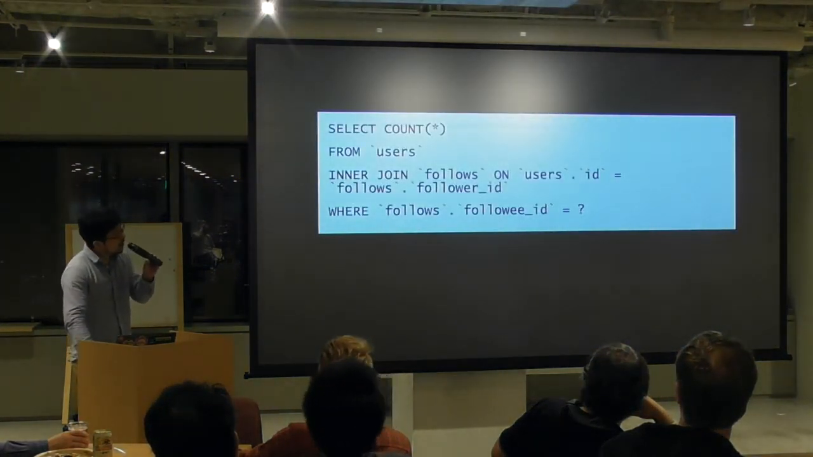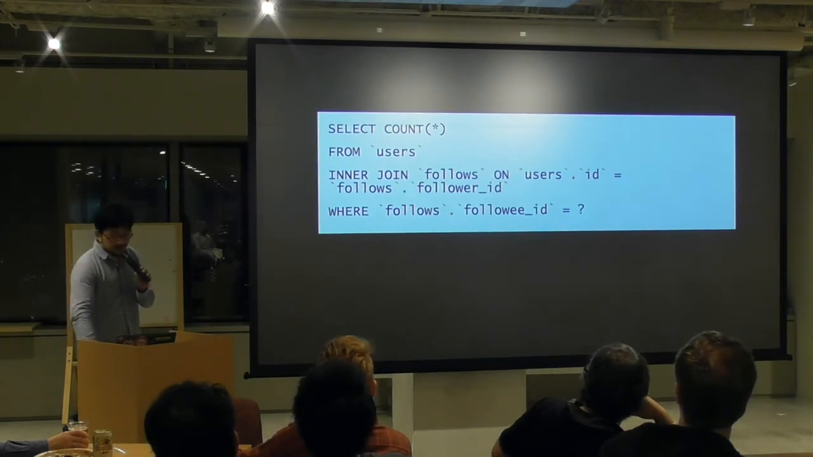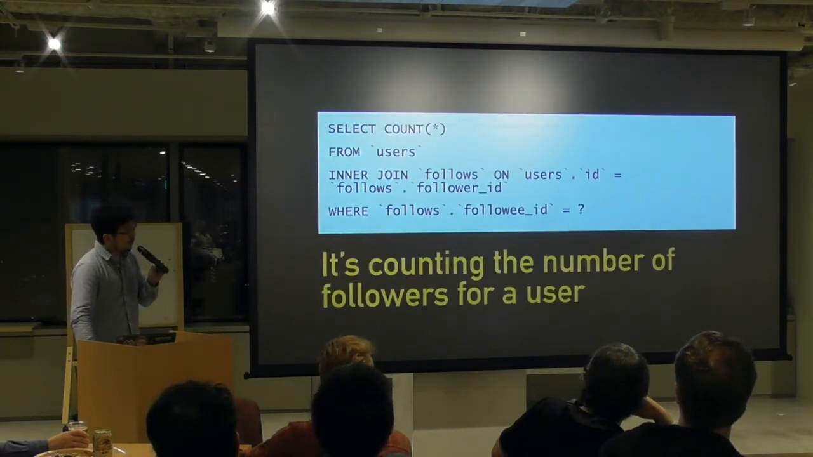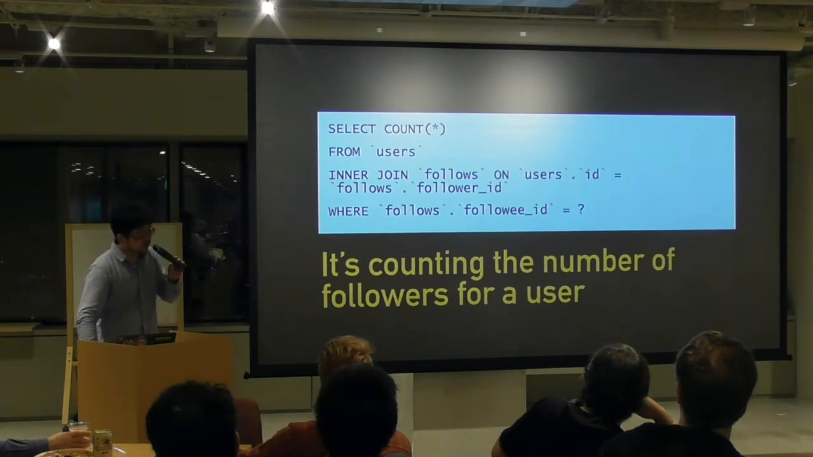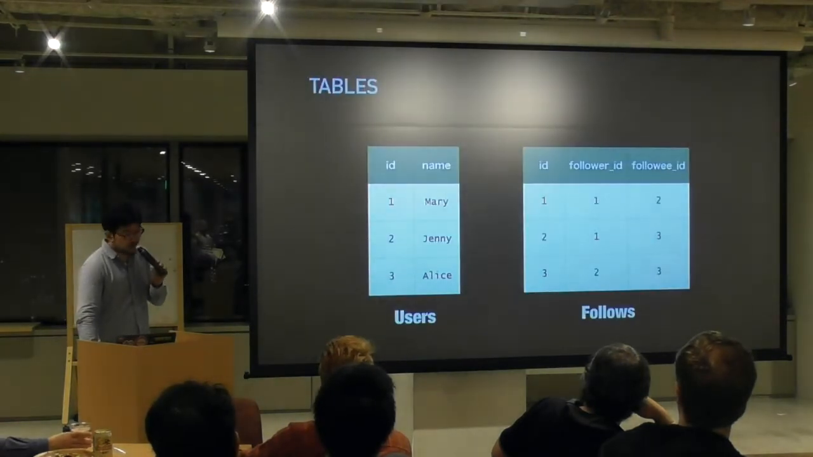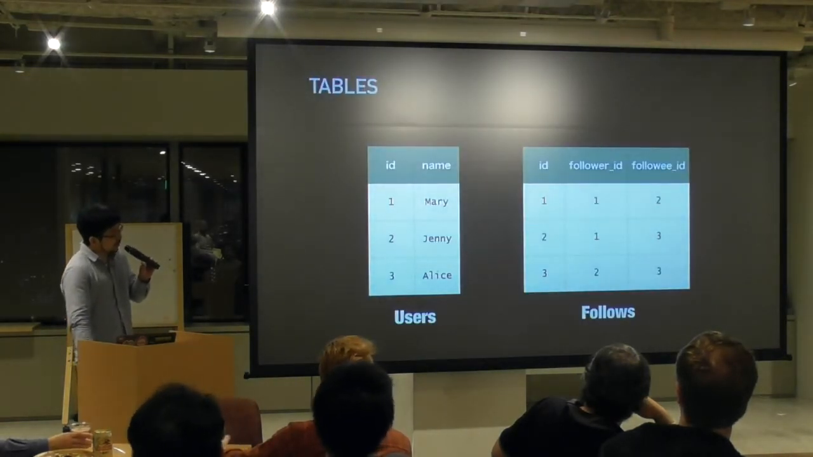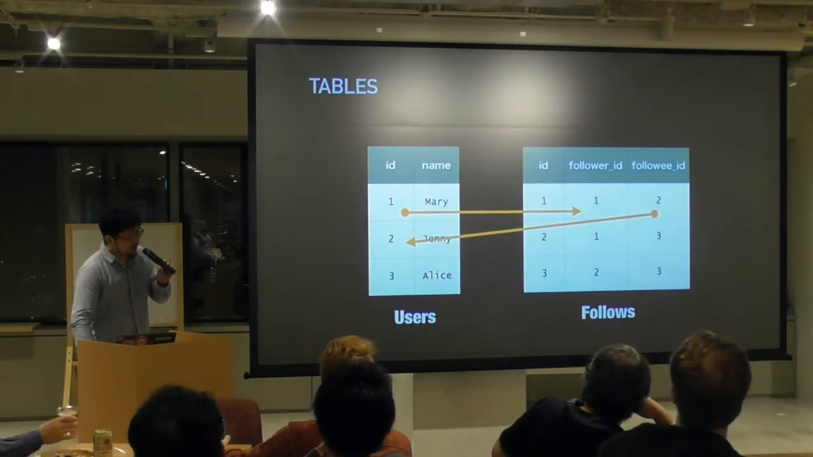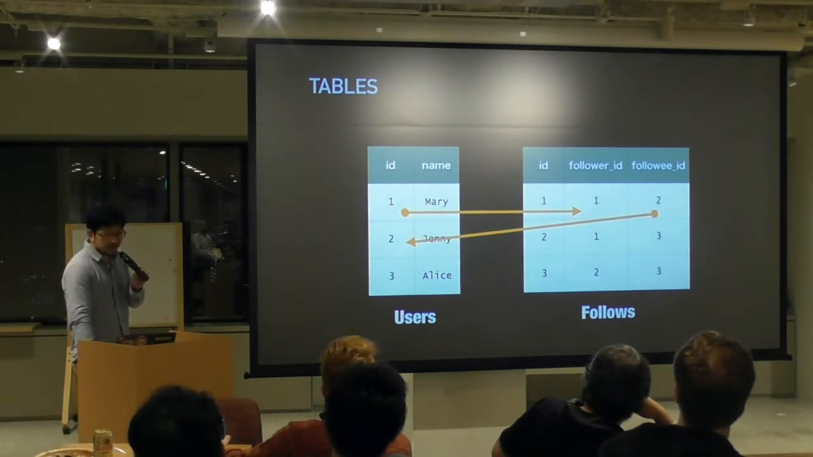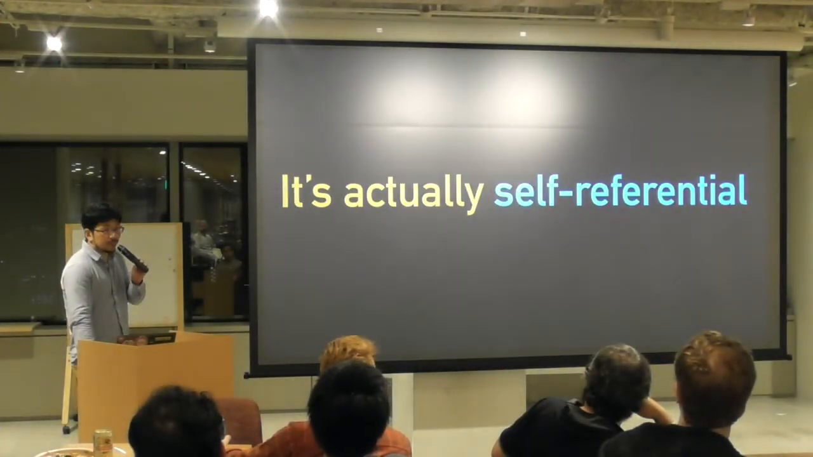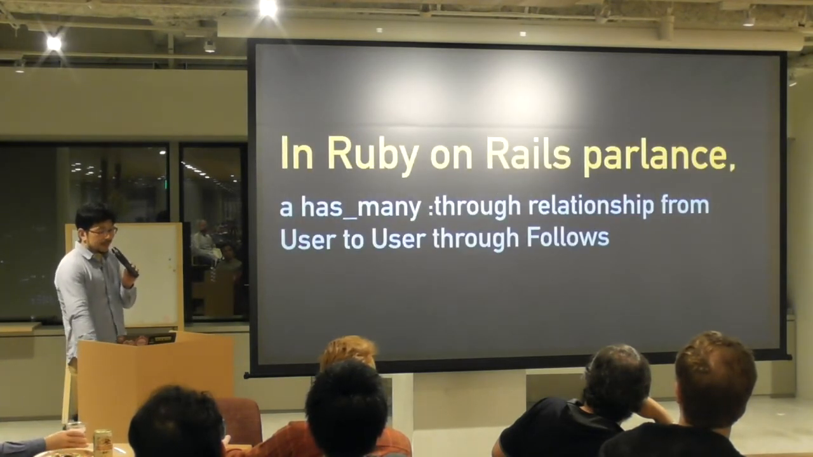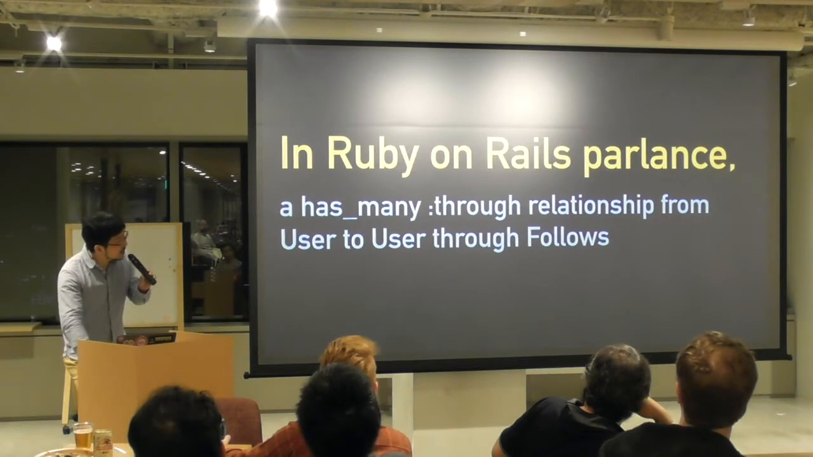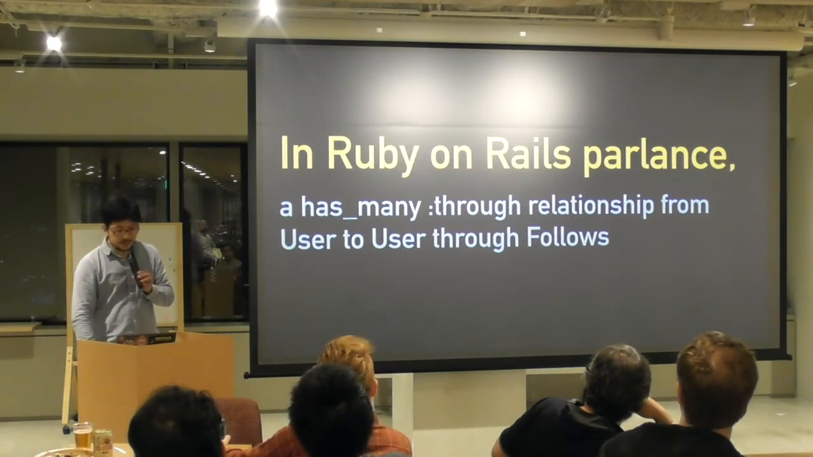So it's counting the number of followers for a user. To give you an idea what this is trying to do, here are the tables involved, simplified. You've got this user who's following someone, represented in this intermediate table, which points back at this user here. So it turns out to be a self-referential kind of structure. In Rails, it has many through, with user to user through this follows table.